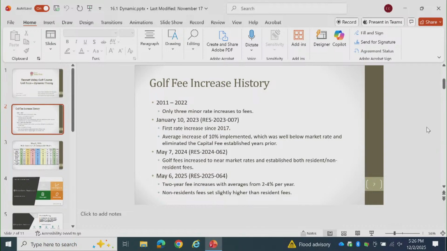The most recent one was this last June, when council adopted a 2-year fee increase. That 2-year increase was at the request of council to try to limit the number of times that we come back and to put some more consistent increases in motion. It also allowed us to start this process of segmenting resident and non-resident fees for rounds.